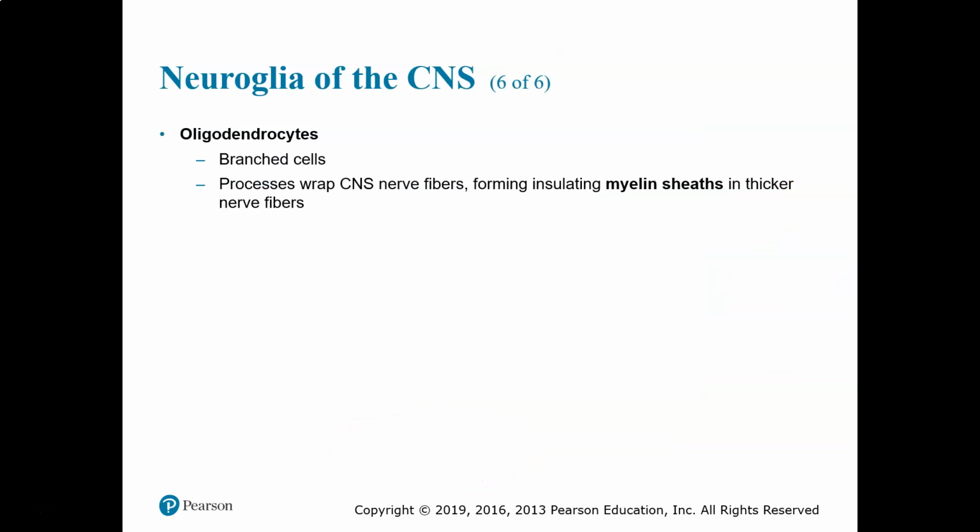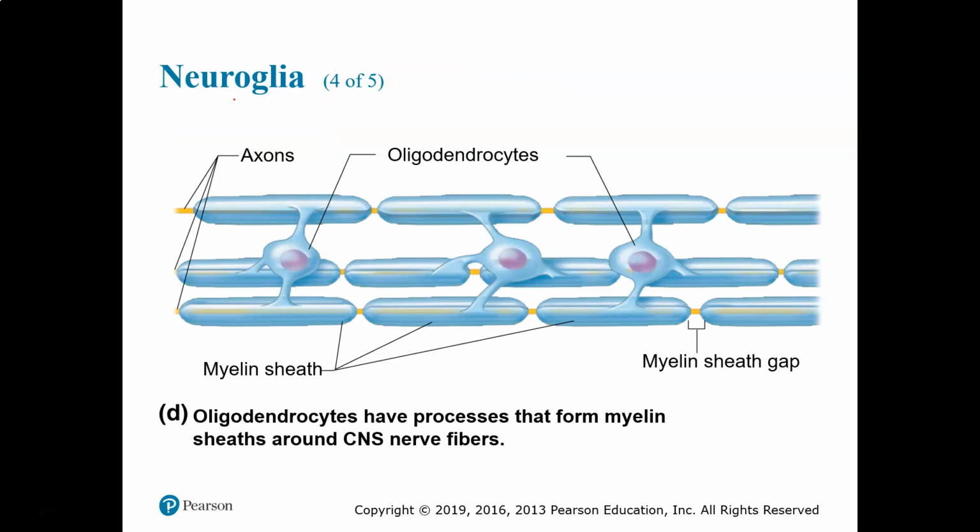Now, the last type of cell that we're going to talk about in the central nervous system is called an oligodendrocyte. Oligodendrocytes form myelin sheaths around the axons of central nervous system nerve fibers. They're only around the axons of those nerve fibers.